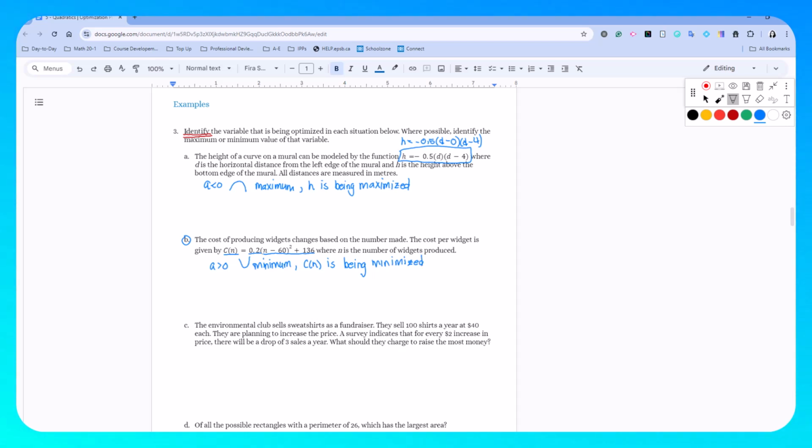Well, here we can actually identify the max or min because this is in vertex form. And we know that in vertex form, the y max or min, in this case min, is this q value, which is 136.